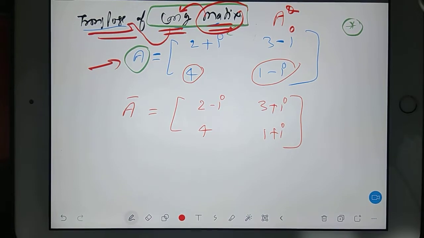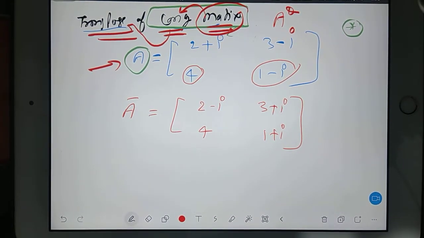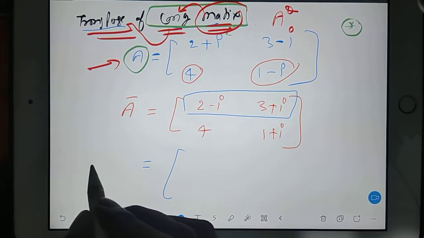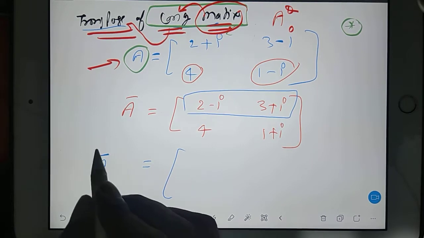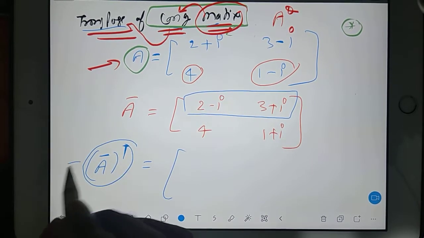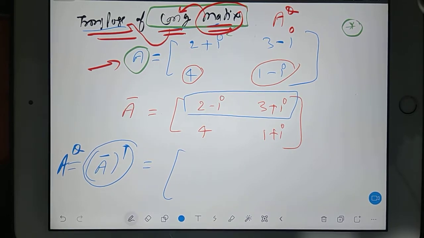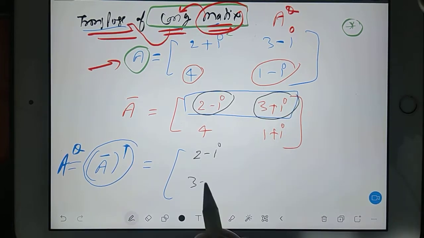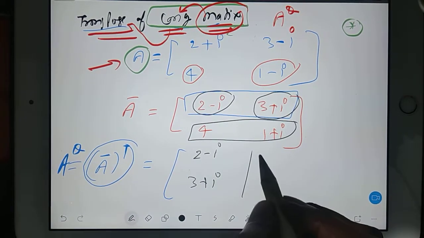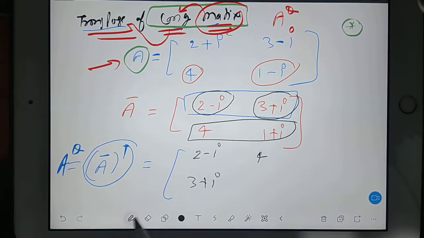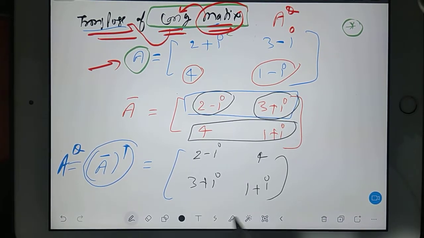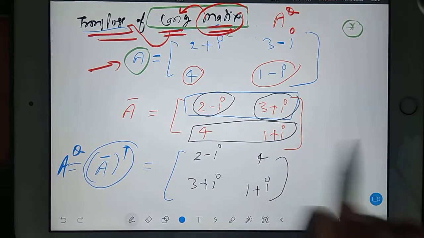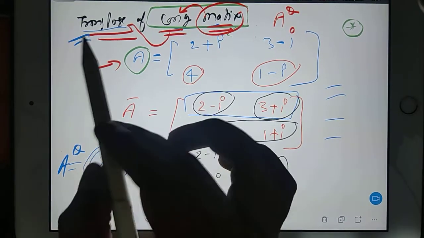Okay, this much done. Now you have to go for transpose. How will you go for transpose? This row you write as a column. Now I have got A conjugate and am going for transpose. So this total I will give the symbol A power theta. So this 2 minus i I will write here, and this 3 plus i I will write here. Then this row I will convert into this column, meaning 4 and 1 plus i. I hope it's clear. This is the way to calculate the transpose of the conjugate of any matrix.